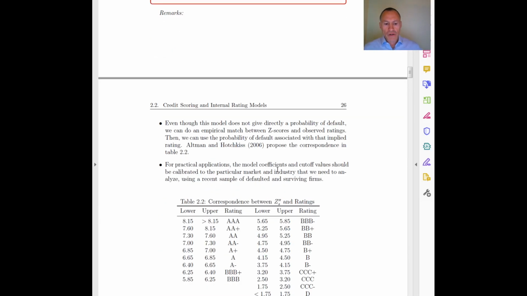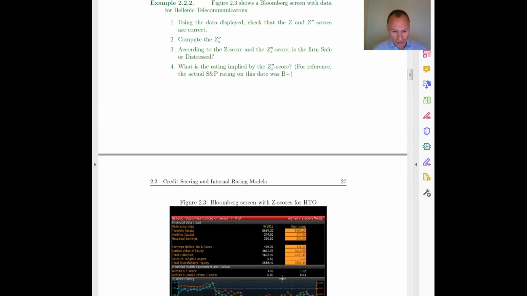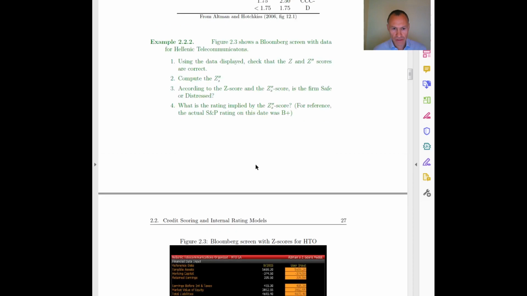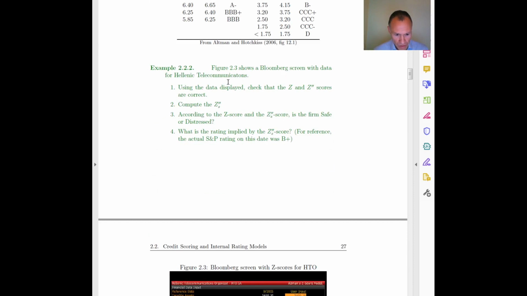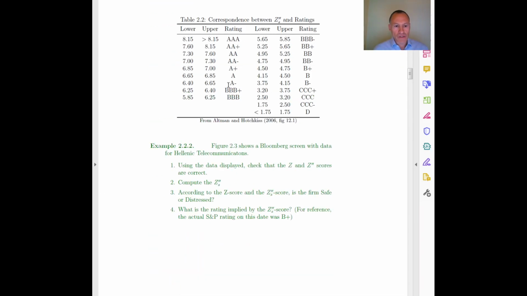Okay, so you can immediately take this number, 0.83, and add to it that standardization part here, the 3.25. So 0.83 plus 3.25, that's 4.08. And you can come here to the table and get a rating. So 4.08 would be somewhere in here. So according to this correspondence, the firm is a B- firm.